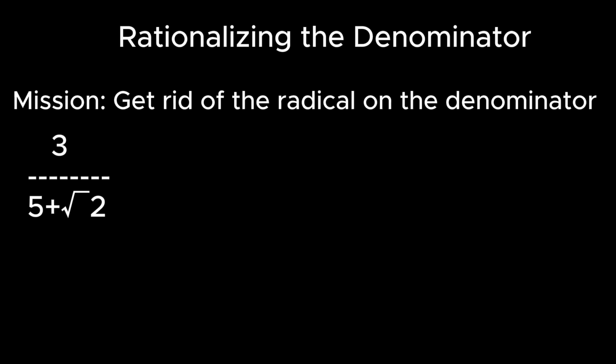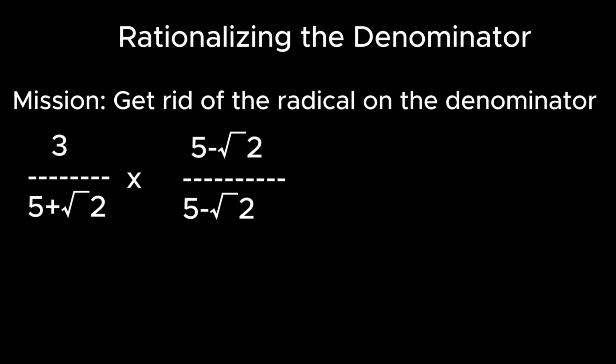Finally, we got this expression. How would we get rid of the radical in this one? Once again, we have to multiply by the conjugate. So 3 divided by 5 plus radical 2 times 5 minus radical 2 divided by 5 minus radical 2. Because 5 minus radical 2 is the conjugate of 5 plus radical 2. It's the same thing, except the signs have changed. Now, all you have to do is simplify.